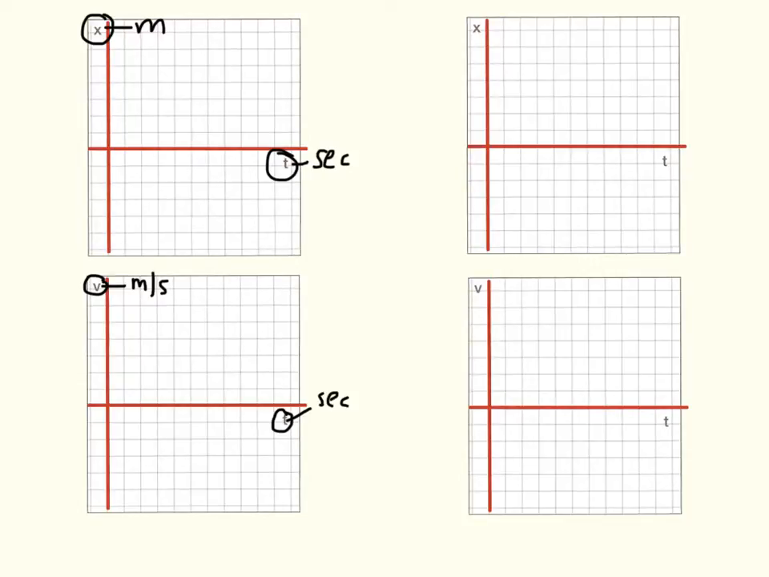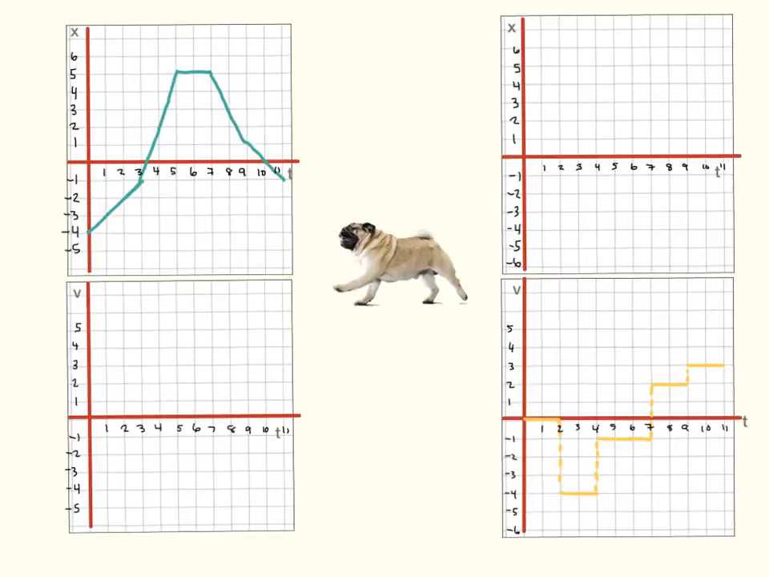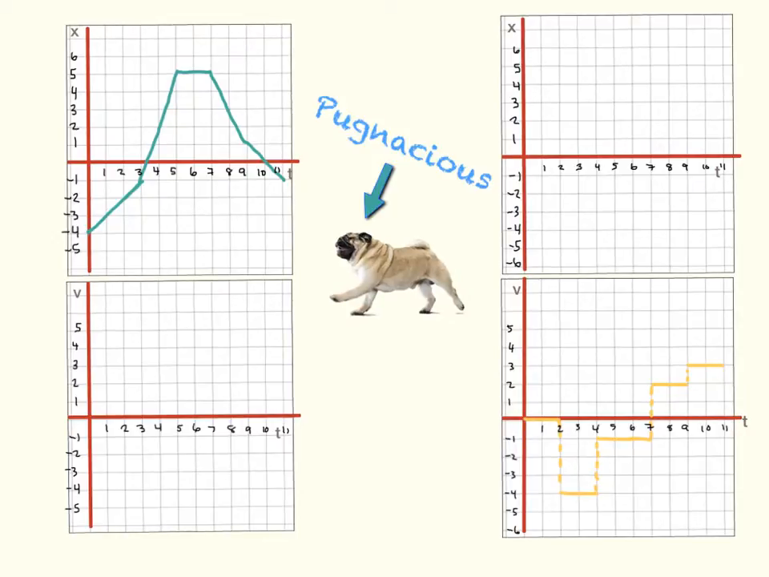So let's start with an example. Let's say we have this awesome pug here, and we will call him Pugnacious. And let's say that we have his position versus time graph represented here, and I want to draw the velocity versus time graph for Pugnacious. So let's get down to business.